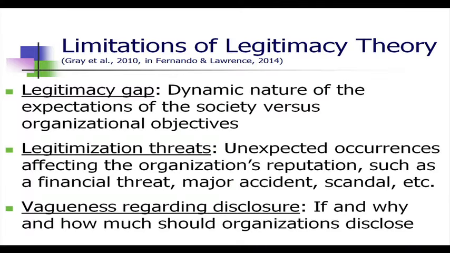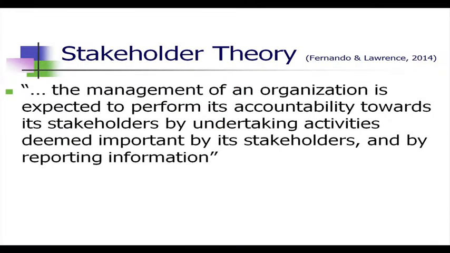Then vagueness regarding disclosure, that is the third big limitation here. How much, if and why the organizations should disclose what they are doing, and how much should organizations disclose, and why do organizations choose to disclose something, and why do they choose to not disclose other things. So that is one big limitation here. Okay, the next theory that we'll talk about is the stakeholder theory.